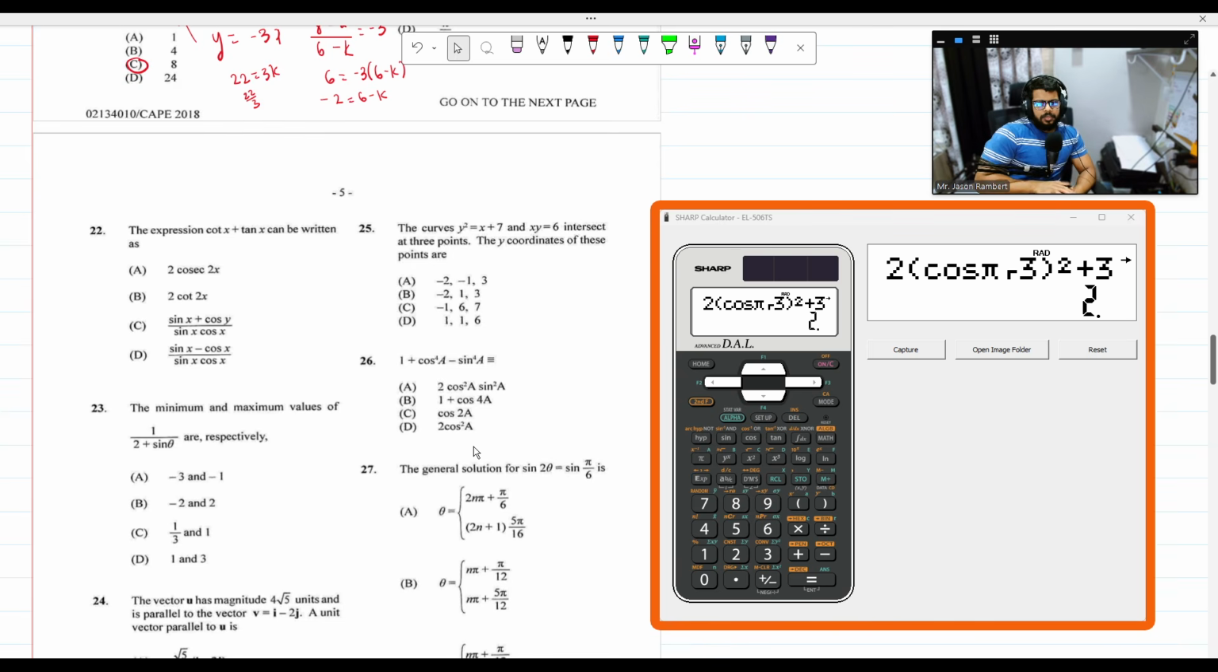Alright, the expression cot x plus tan x can be written as, so watch what I'm going to show you here again. In terms of trigonometric identities, the question is telling me that cot x plus tan x has the same numerical value as one of these options. These kinds of identities work for any value of x you can think of. Any angle you plug into cot x plus tan x, and we plug in that same angle into one of the options, I'm going to get the same exact number.